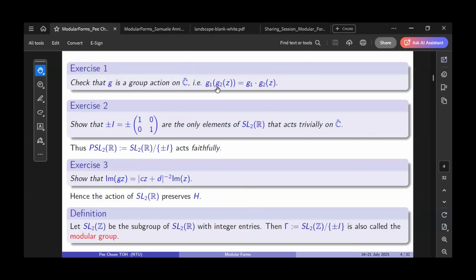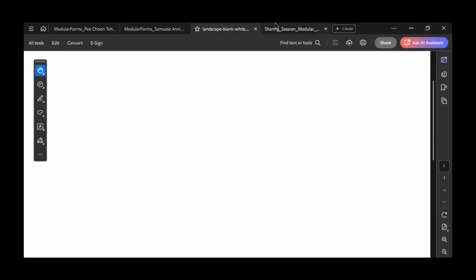So in essence, let's try to prove that g1 composed with g2 of z is equal to g1 times g2 as a matrix. So for g1 and g2, we first multiply them as a matrix and then use the result of the multiplication as a function of that. So maybe I'll use this whiteboard here to annotate.